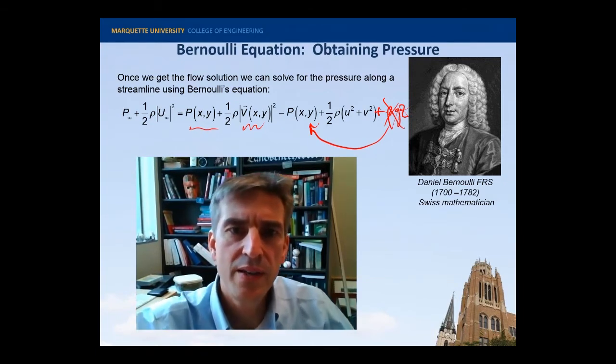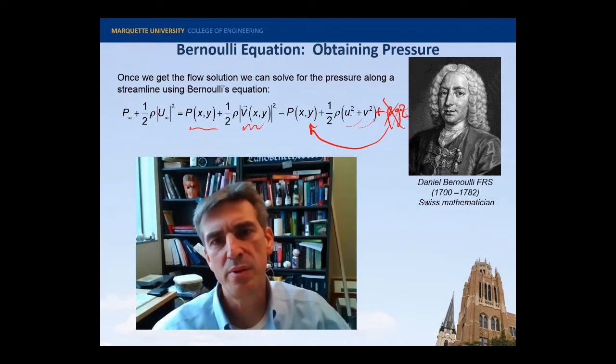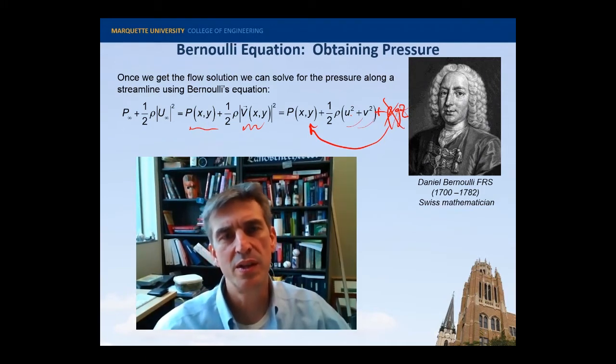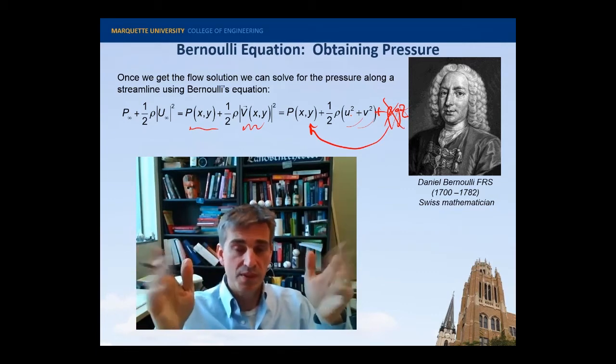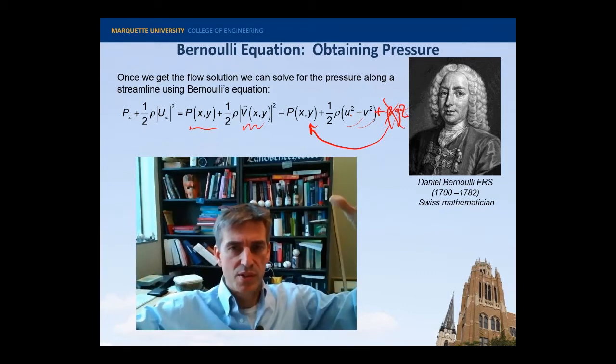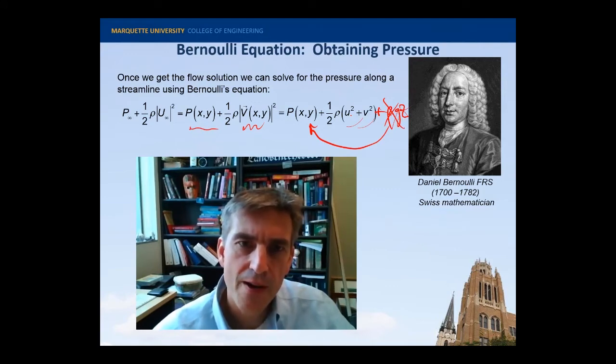I wrote it here. This is the magnitude of the vector v, or you could write it in terms of its scalar components, u squared plus v squared. That's really the scalar sum, right? It's the square root of u squared plus v squared, quantity squared, so the square and the square root cancel to leave just what I've written there.